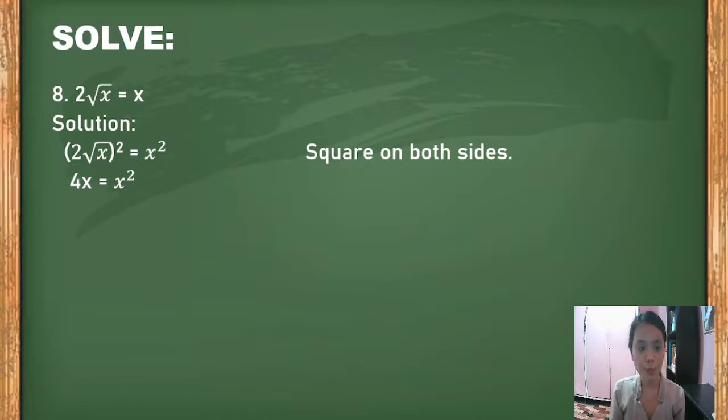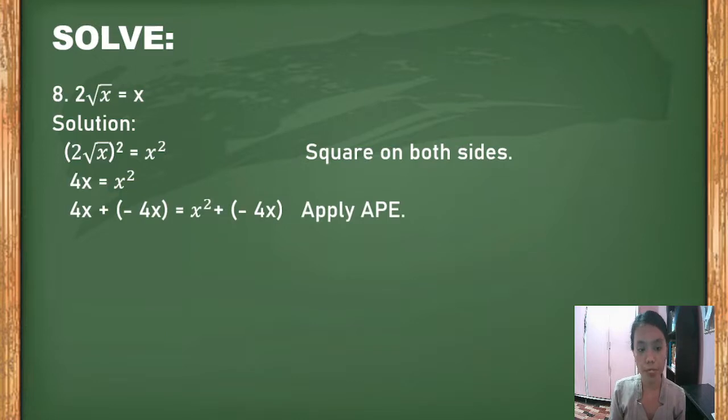Next one. To solve for x, apply tayo na APE by adding negative 4x on both sides. So, yung ating left side mag-i-equal na sa 0. So, meron na lang tayong right side. So, ang right side natin, when we simplify that, we have x squared minus 4x.